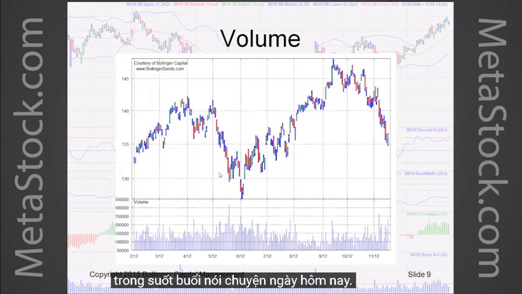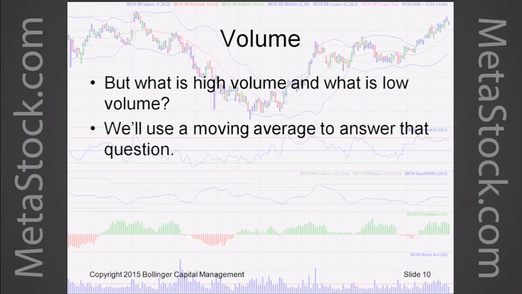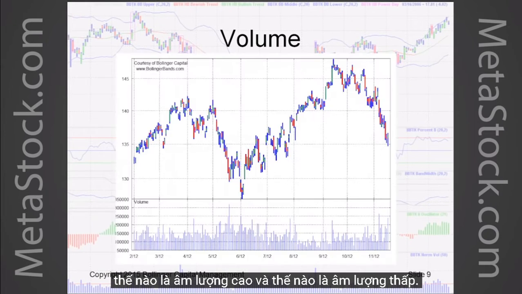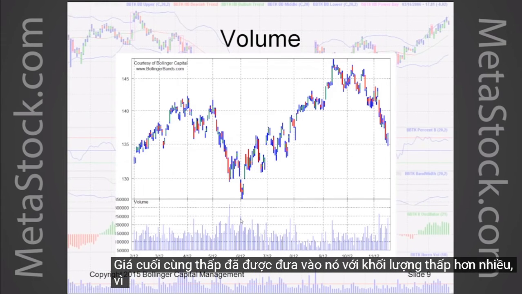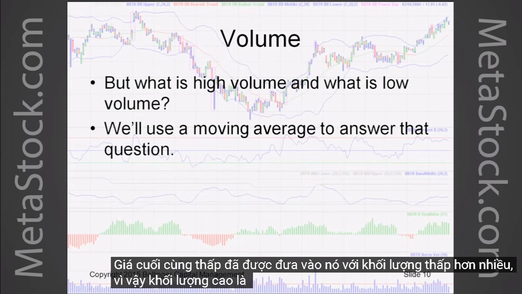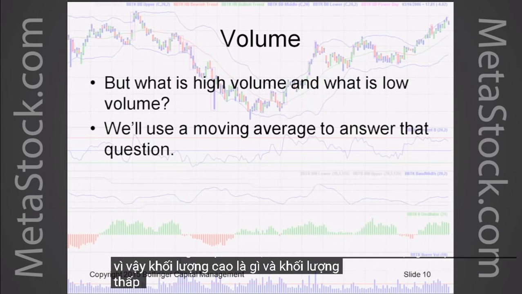This will be a center thought for us today. So the first thing we're going to do is add volume to this display, and we're going to say what is high volume and what is low volume. If we go back and look at this chart, we can see the momentum low was put in at very, very high volume, and the final price low was put in at much lower volume. But what is high volume and what is low volume?